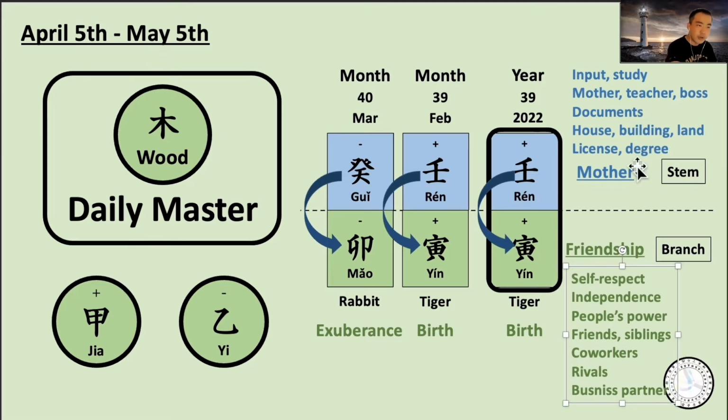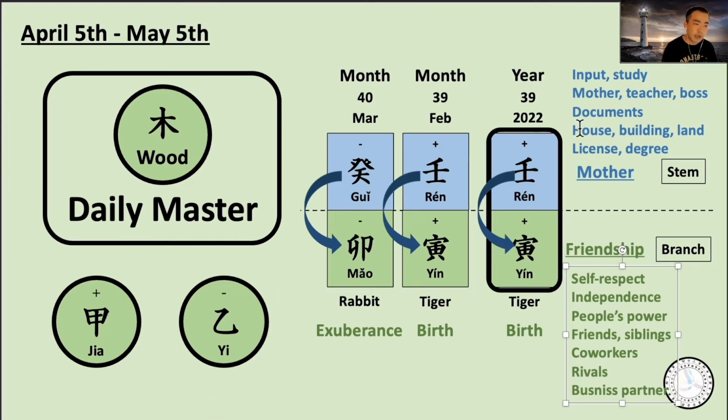We want to interpret my mother spirit. My mother spirit is generating friendship spirit. I want to study to be more independent. That could be one interpretation. I want to get a document. I want to get a license. I want to get a degree to increase my self-respect, to increase my independency. That could be another one.